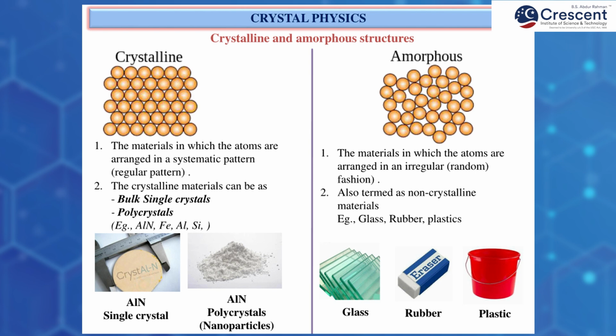Crystalline materials you can classify as bulk single crystals or polycrystalline materials. Here, generally amorphous means non-crystalline materials. You see the examples: iron, silver, gold. These are all examples of crystalline materials. For non-crystalline, can you see the diagrams? Glass is non-crystalline, as are rubber and plastic materials.